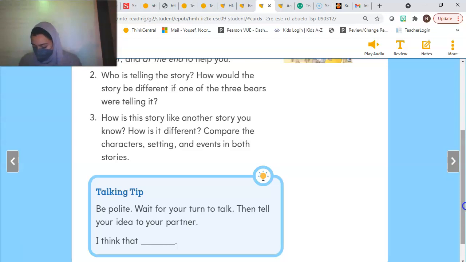All right, number three, how is the story like the other story we know? How is it like Goldilocks? Three bears, they live in the forest, and the bears act like humans, and there's a girl that comes in their house. Very good. How is it different? How does Goldilocks and the three bears end? What do they do to Goldilocks, Marina? They eat her. No. They went to their house. Okay, but no. In Goldilocks and the three bears, how does it end?